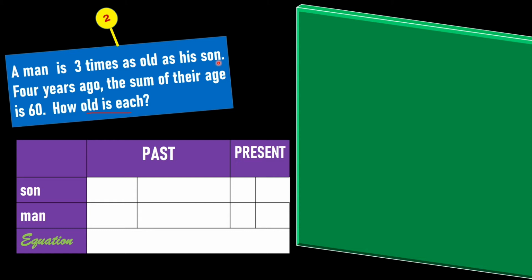First thing to do is alamin mo sa dalawa kung sino sa kanila ang walang description. So, base sa problem, ang walang description dito ay si son. Kaya siya ang ating ililet X. Yan yung present age.